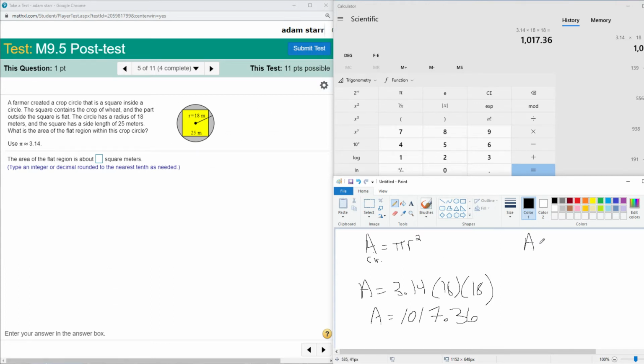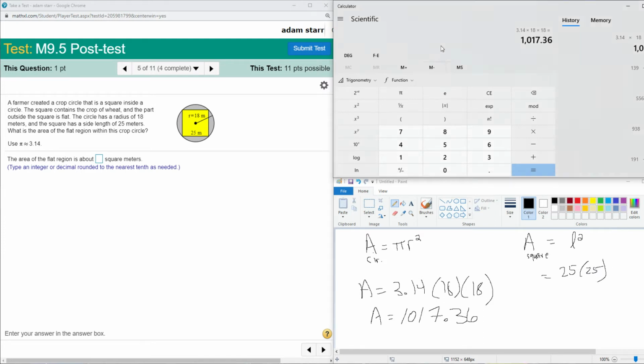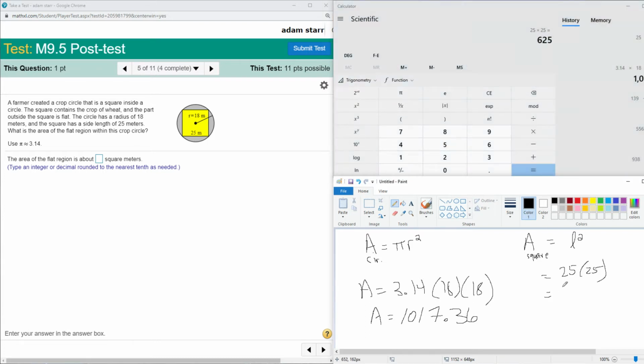But now I need to find the area of the square. Okay, to find the area of a square, it's just length squared. It's one length times itself. It's basically length times width, but the length and width of a square are the same. In this case, it's 25 meters. So it's 25 squared, which is 25 times itself. 25 times 25 is 625.